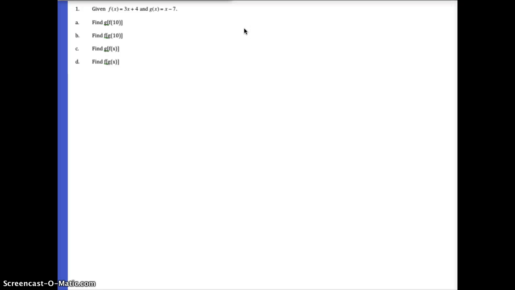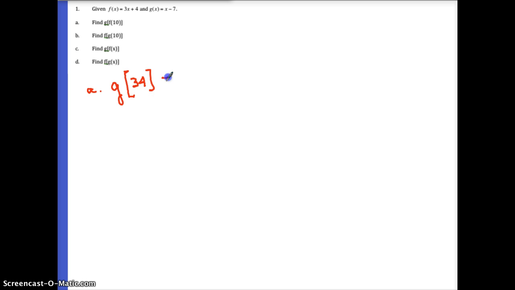Okay, so you are going to explore this thing called inverse functions. And here I've given you two functions. First I want you to find g of f of 10. Let's work from the inside out. This is not new. So for part A, we're looking for g of, well, clearly f of 10. If I was going to plug 10 in for x, it would be 3 times 10 plus 4, so g of 34.